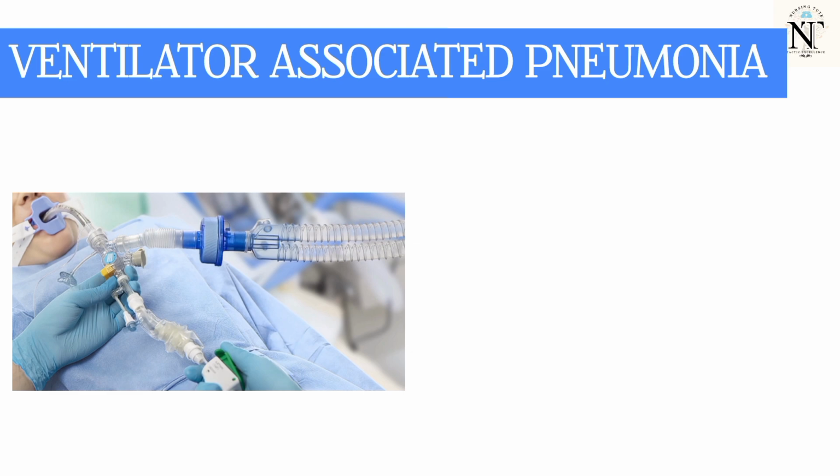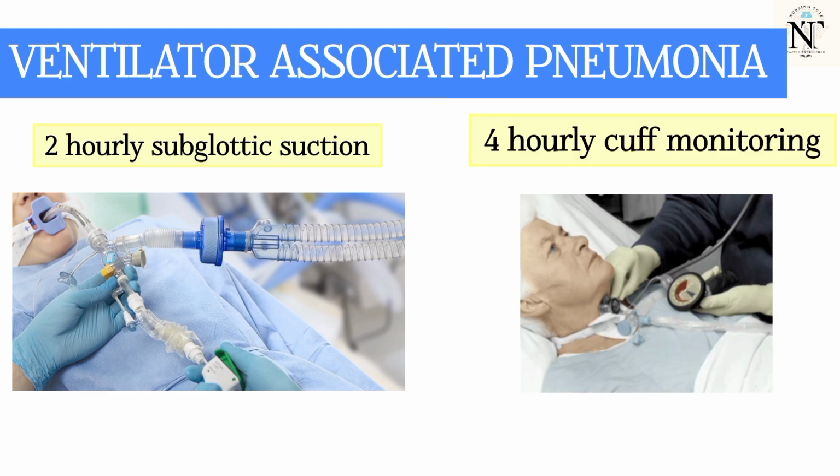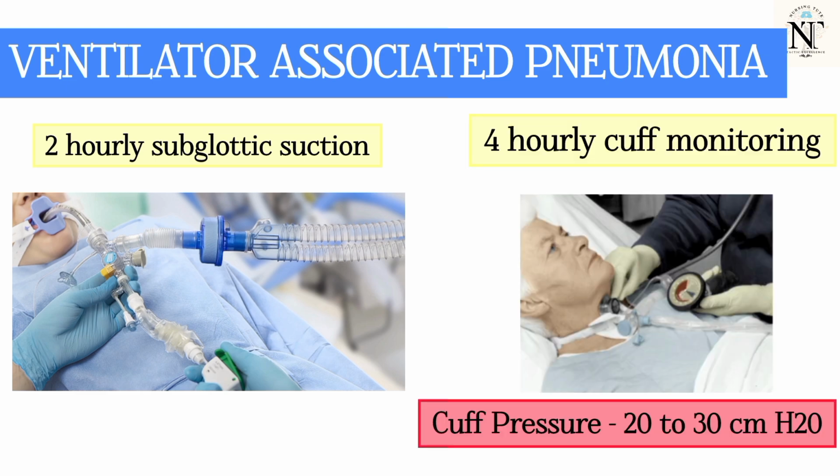And other measures to prevent ventilator associated pneumonia are early subglottic suction. Suction using closed suction system above the vocal cord will prevent the infectious material from getting trapped or aspirated into the lungs. And also cuff pressure monitoring. Usually the cuff pressure is set between 20 to 30 centimeters of water in order to prevent the air leakage within the lung tissues and surrounding areas.